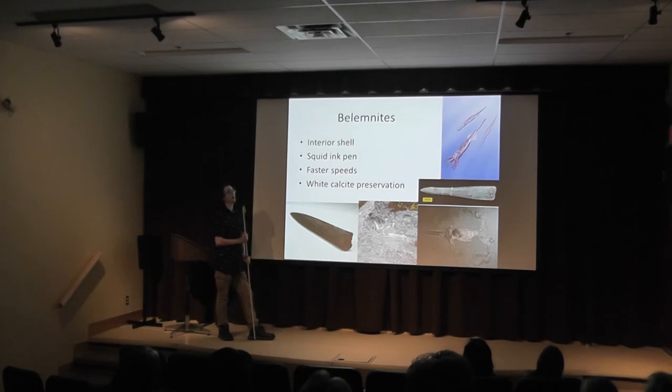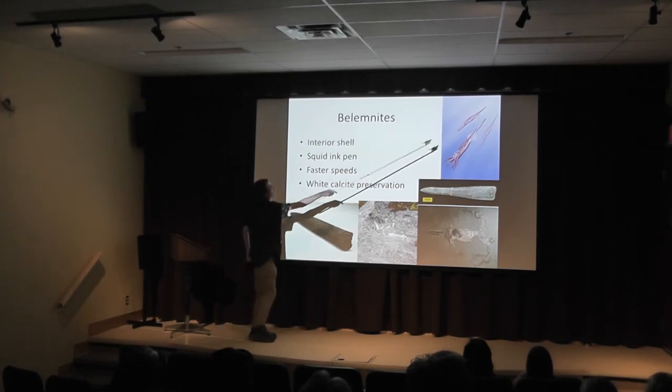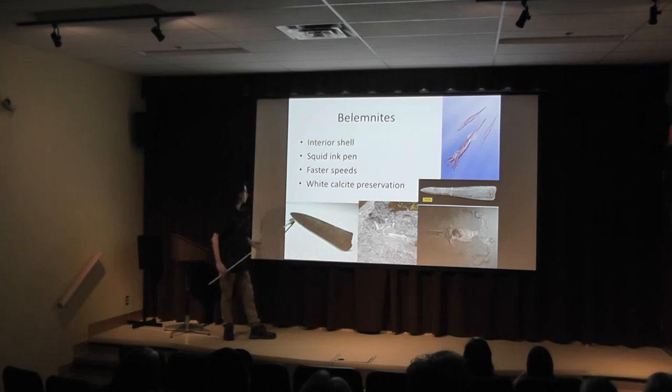Another fossil found in Harrison is belemnites. These are squid-like creatures with an interior shell similar in shape to a bullet. And they're kind of similar to squid's ink pens, which they have in the upper part of their body. They use this bullet-shaped shell to speed through the water and get away from predators.